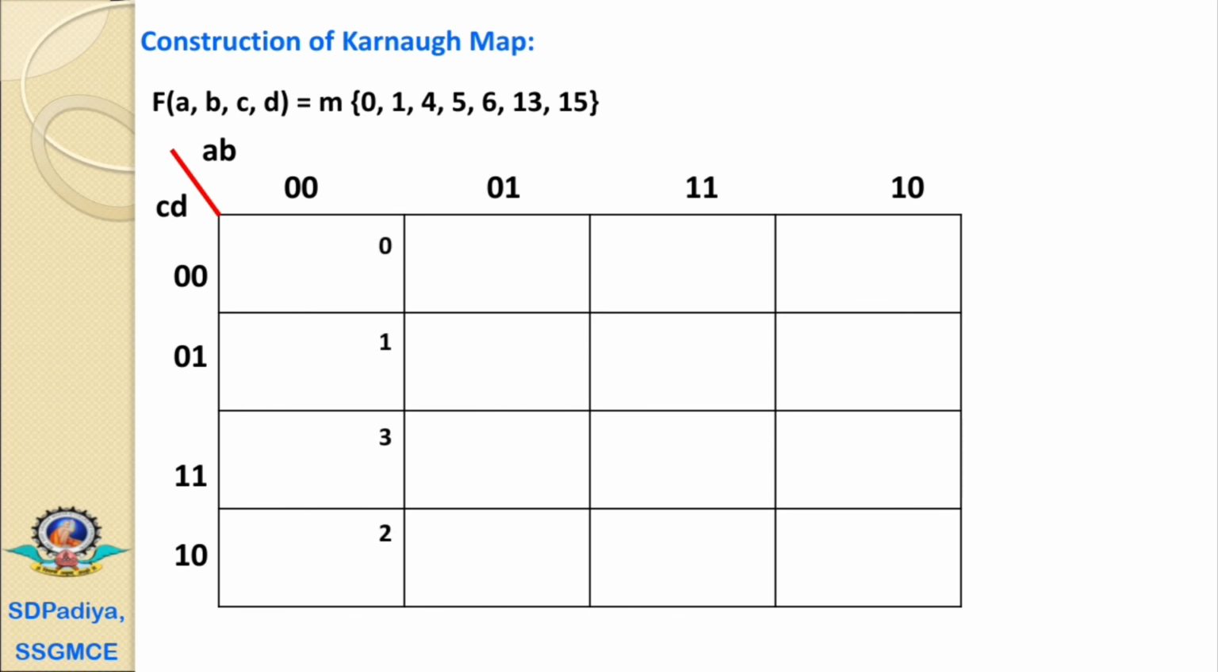Now we know the designation for every respective cell. The designations for the first column are 0, 1, 3, 2. For the second column are 4, 5, 7, 6. For the third column are 12, 13, 15, 14, and for the last column are 8, 9, 11, 10. Now we have to enter the 1 for the particular cell designation, with 1 at cell 0, at 1, at 4, at 5, at 6, then 13 and 15. The next task is to form the groups.